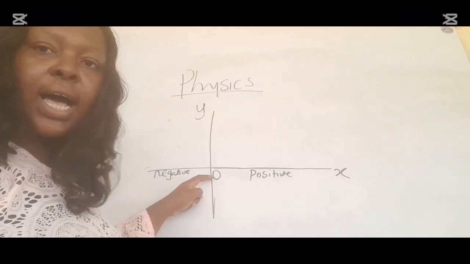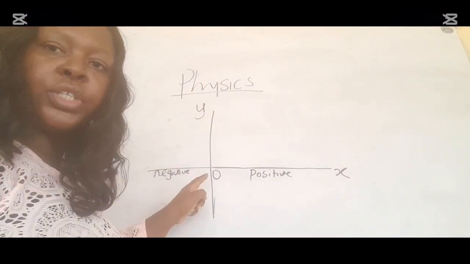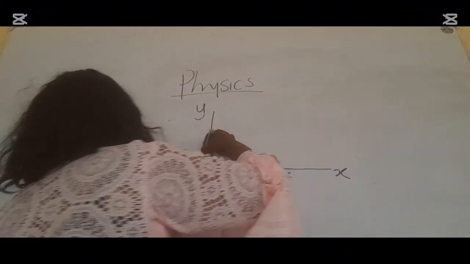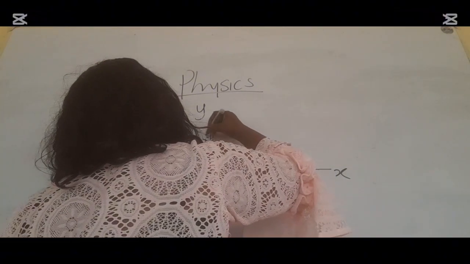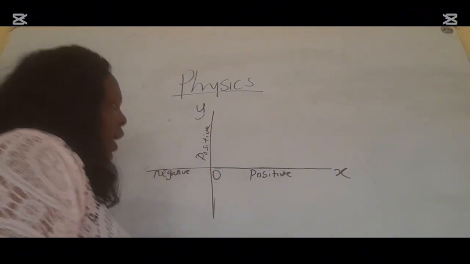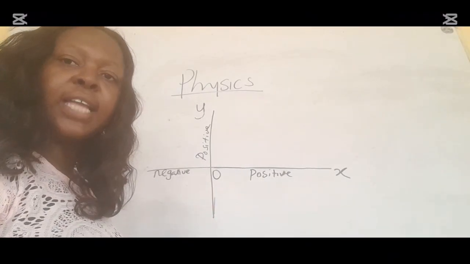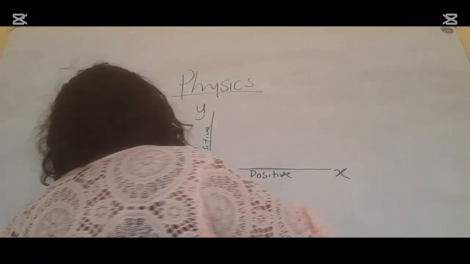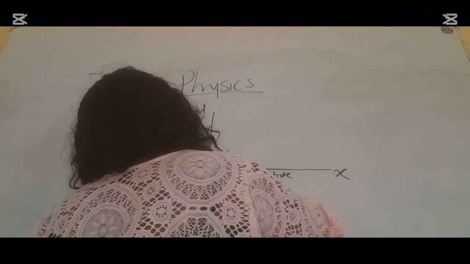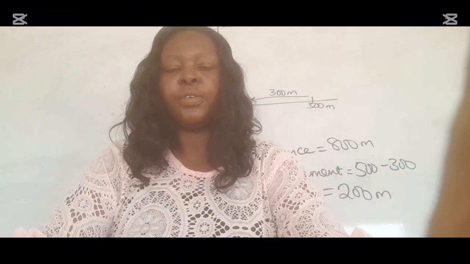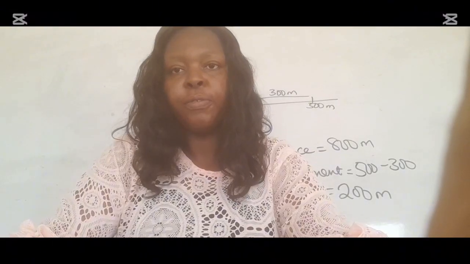The points that are above the origin are referred to as positive points. So this is also positive. And the points below our origin are negative points. Now we come to the end of the concept of position.